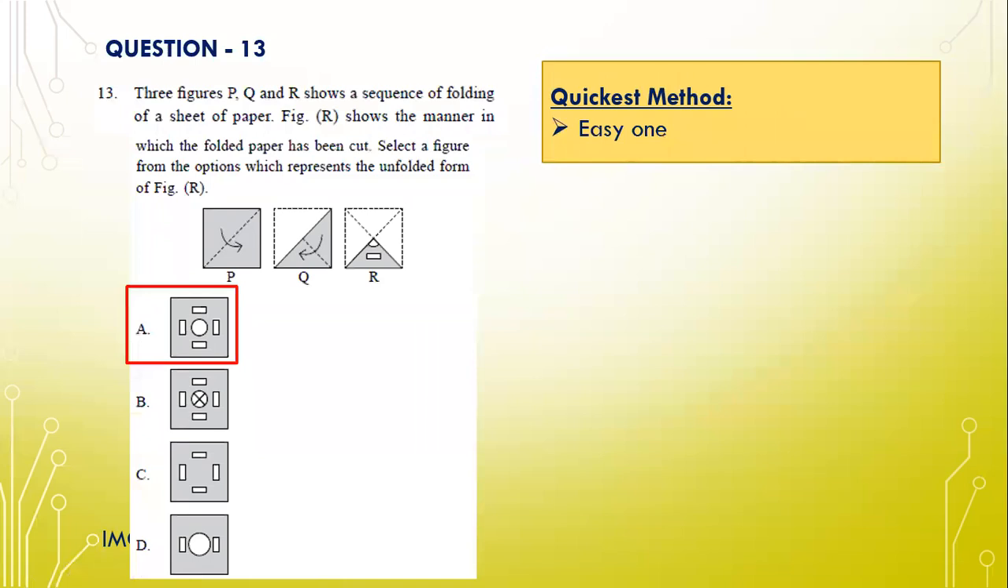Three figures P, Q, and R are shown. They show a sequence of folding of a sheet of paper. Figure R shows the manner in which the folded paper has been cut. Select a figure from the options which represents the unfolded form of R.